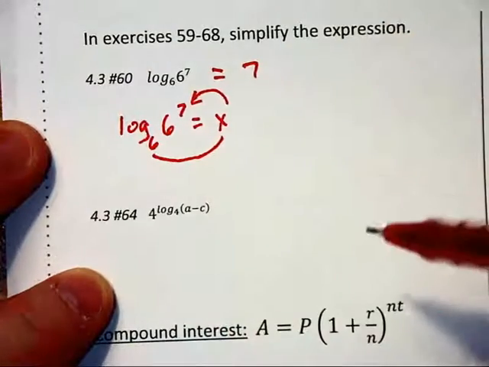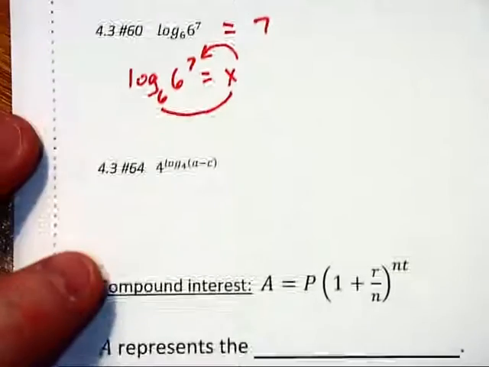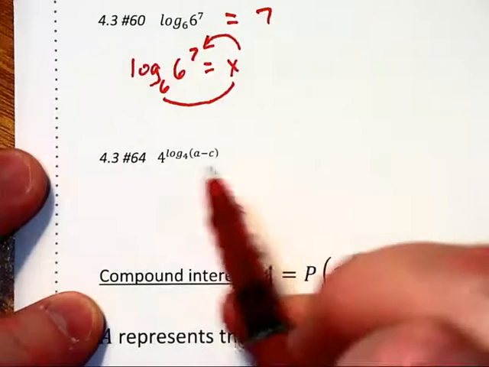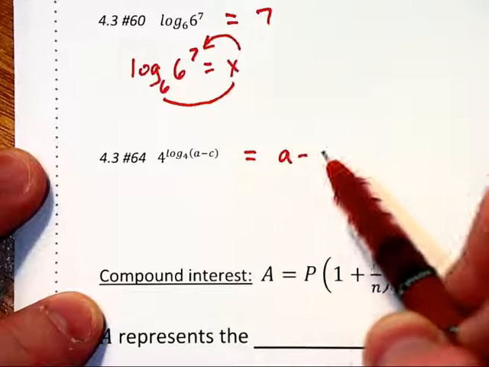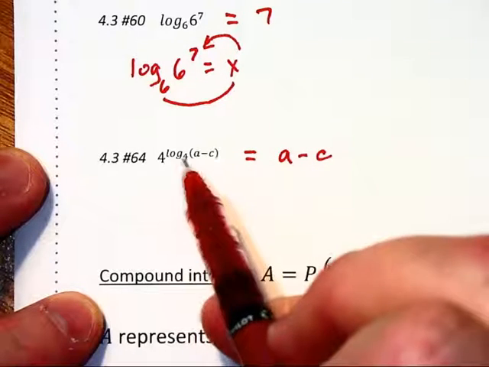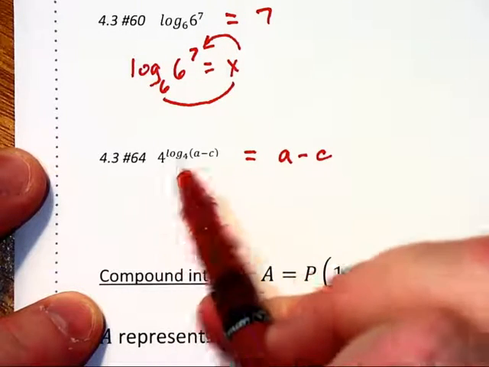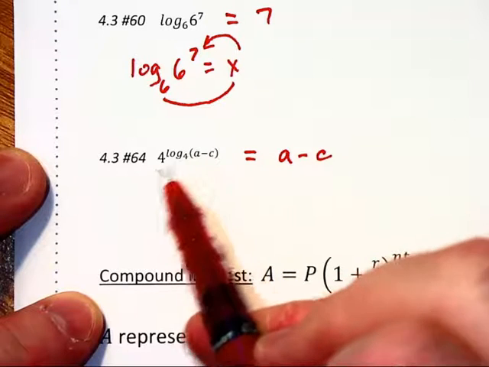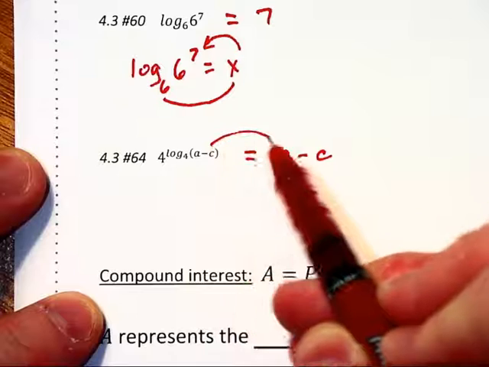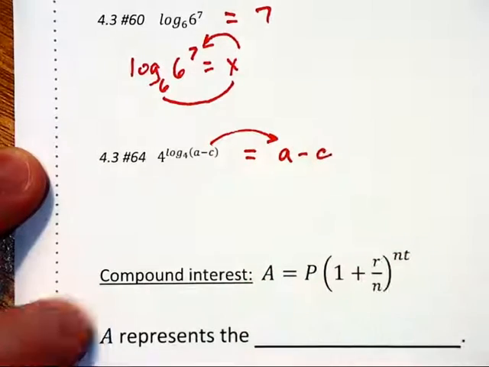The answer is 7. And in this next problem, the a minus c argument of the logarithm is the answer to this one, because the base of the logarithm is 4, the base to the exponent is 4, and those exponential and logarithmic functions undo each other, and out pops the a minus c as your answer.